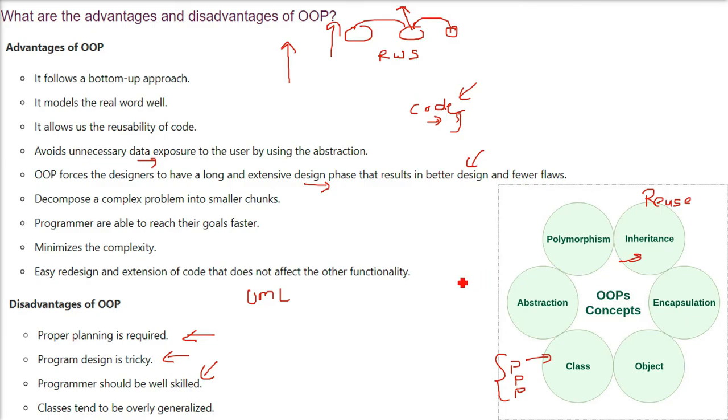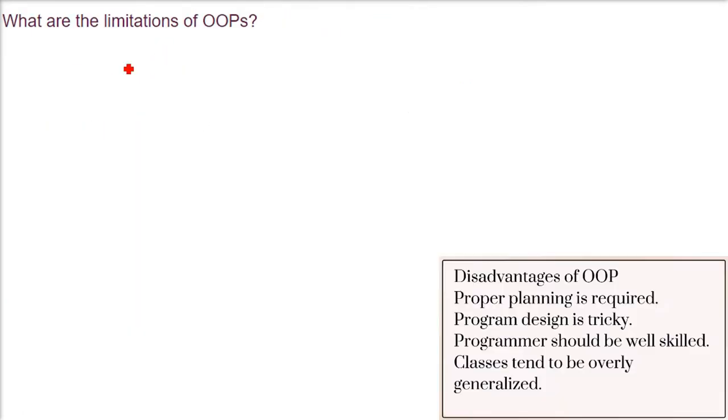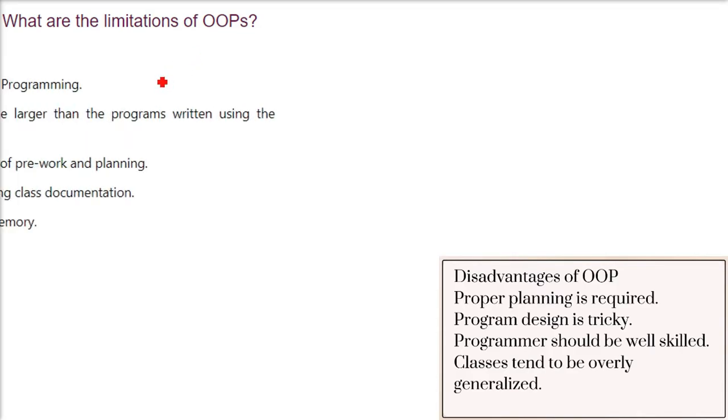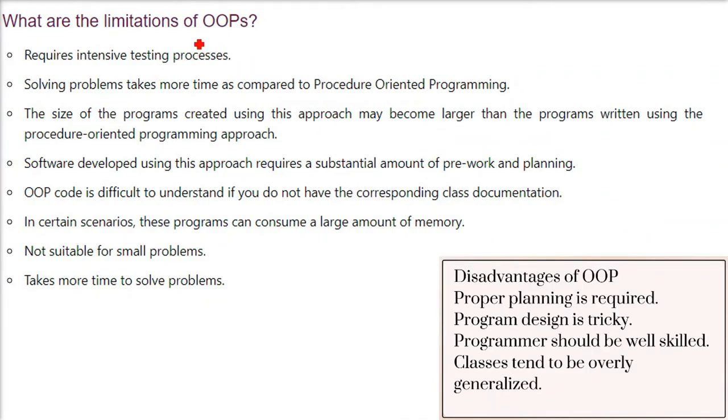And classes tend to be overly generalized. Overly generalized means the number of classes, cohesion, coupling, all. There are certain scenarios which are quite cumbersome, and that has been taken care of in other languages. What are the limitations of object-oriented programming languages? So there are advantages, and there are disadvantages also. So what are the basic disadvantages? First, in order to write a C++ program or a Java program, you have to do proper planning.